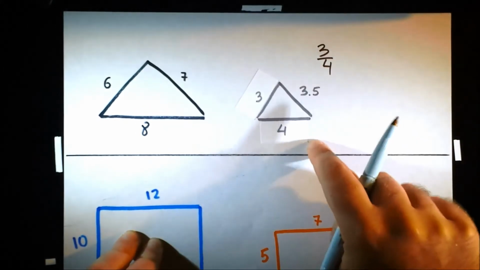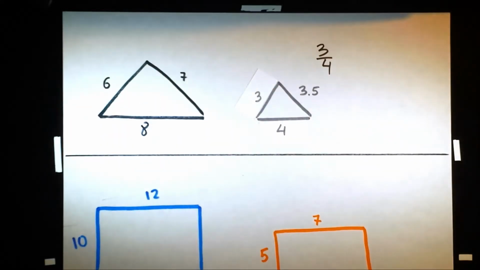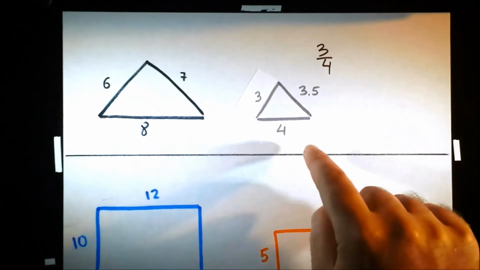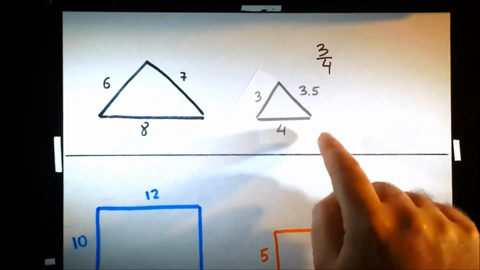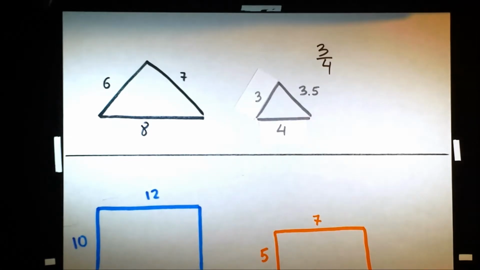3 over 4 for this one. What would be the comparable ratio from this triangle? 6 over 8. Again, once you choose one set of sides and put them in a certain order in your first object, you just have to follow the same rules for the second object. Keep it the same. Follow the pattern.